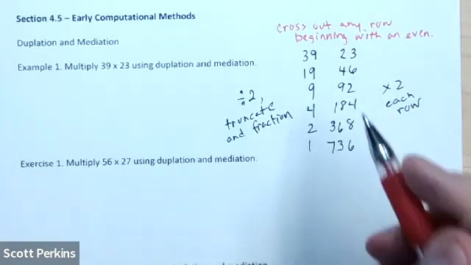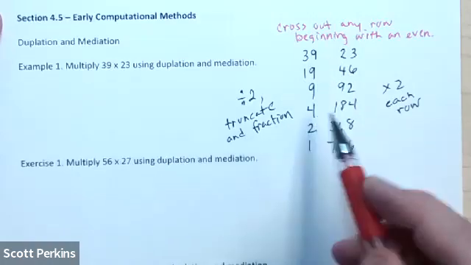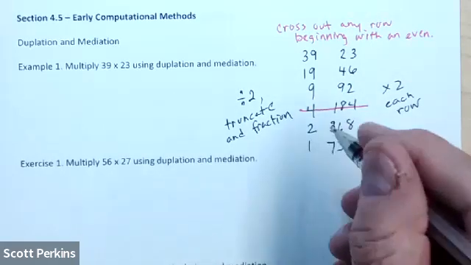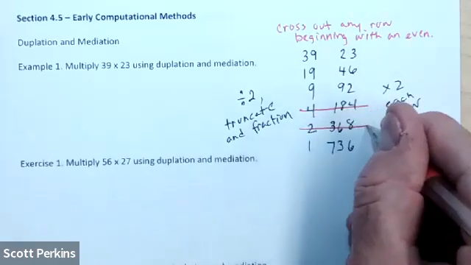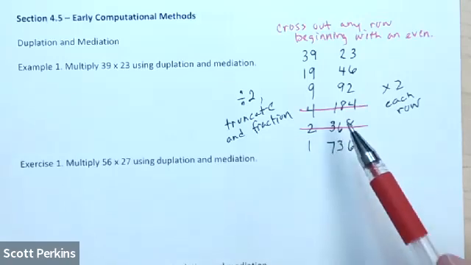So 39 is an odd number, 19 is an odd number, 9 is an odd number, 4 is an even number, so I'm going to cross out that row right there. 2 is an even number, so I'm going to cross out that row right there, and then 1 is an odd number. Notice I'm not looking at the numbers on the right when I make that determination. I'm looking at the numbers on the left.